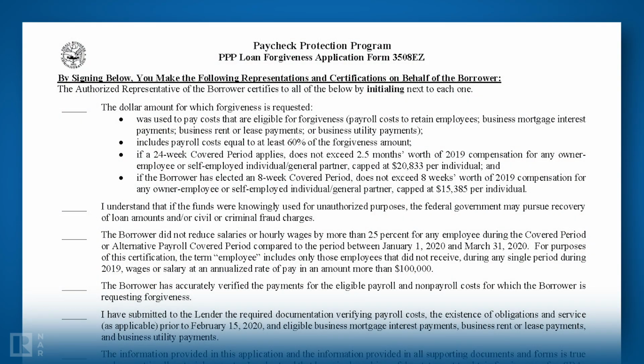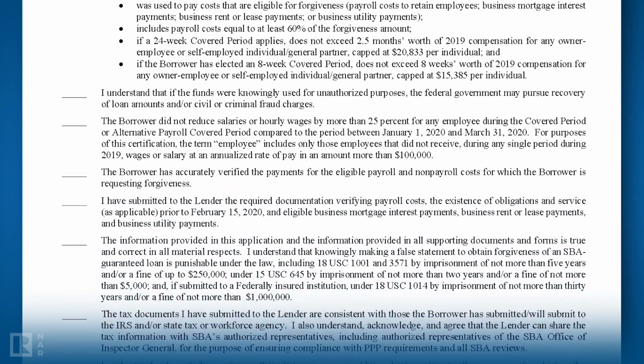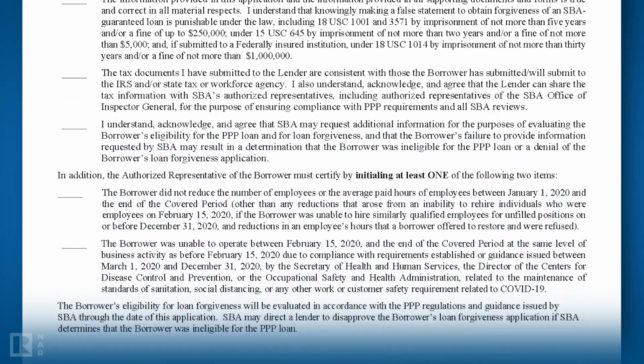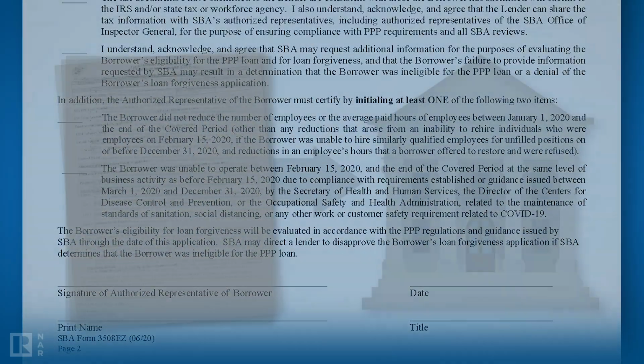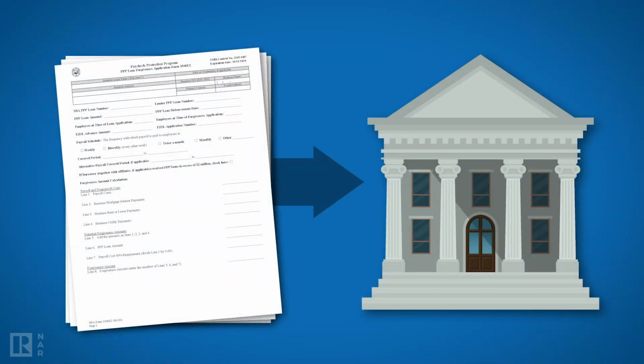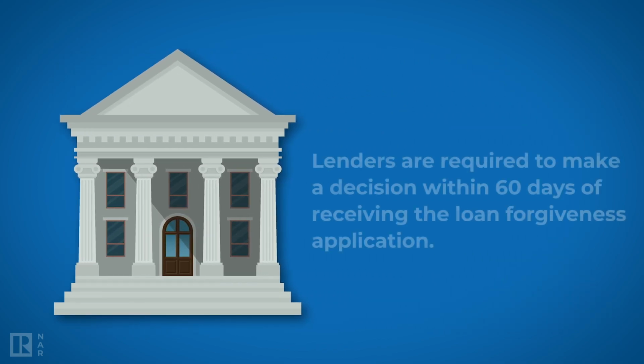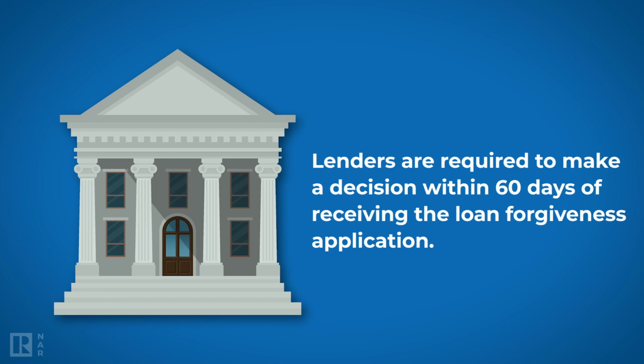Finally, the borrower should review the certifications and representations on Form 3508EZ prior to signing the application. Once completed, the borrower should submit Form 3508EZ to the lender servicing its PPP loan. The borrower may choose to also include the demographic information form, but that form is not required. Lenders are required to make a decision within 60 days of receiving the loan forgiveness application.